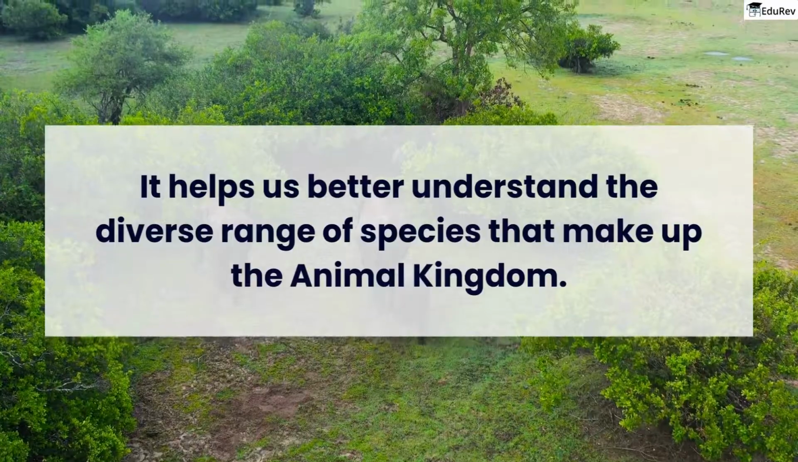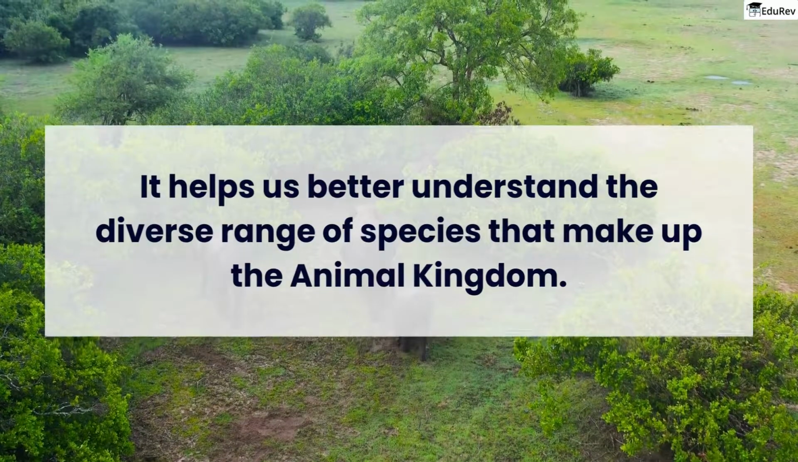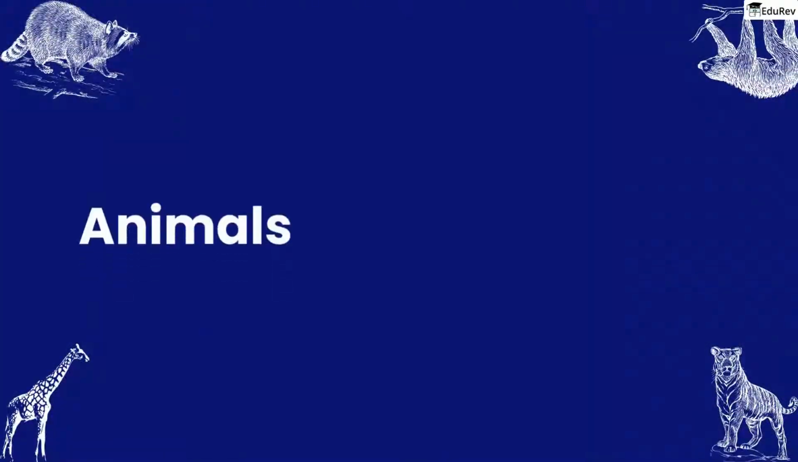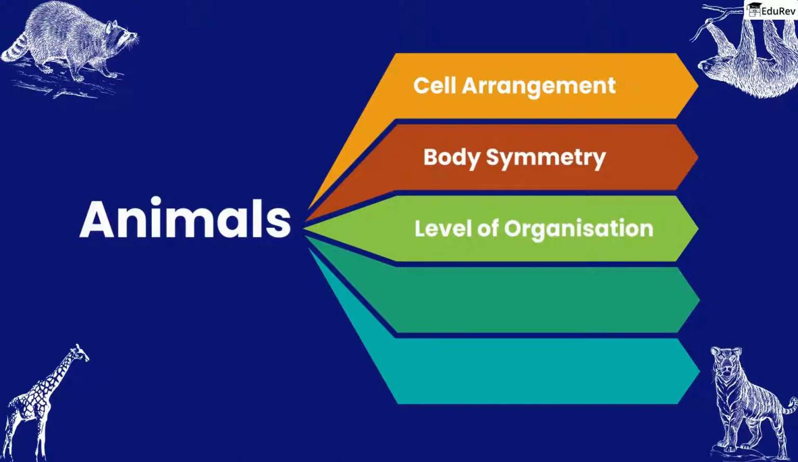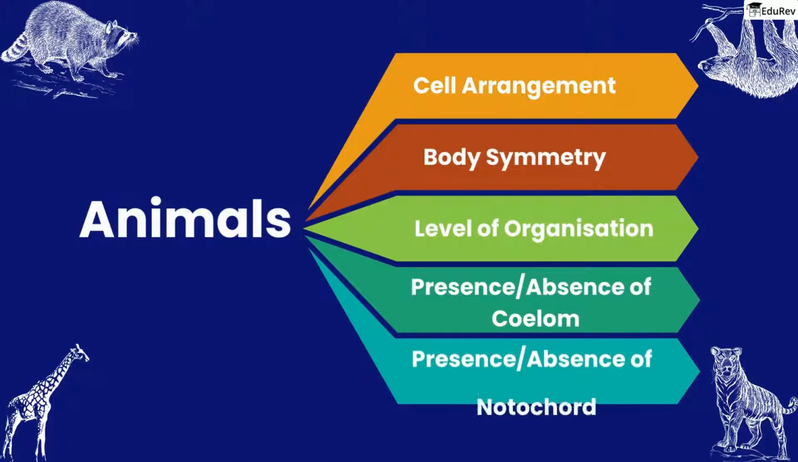But there is more to animal classification than just their basic cell structure. Animals can also be distinguished by their cell arrangement, body symmetry, level of organization, presence or absence of a coelom, a body cavity, and the presence or absence of a notochord. And we are going to discuss all these topics one by one, starting with levels of organization.